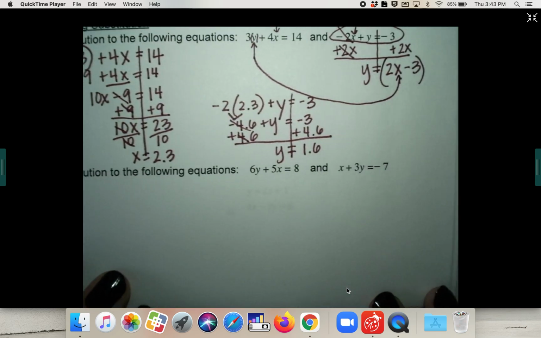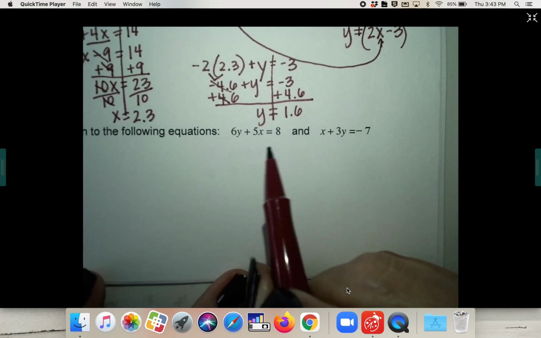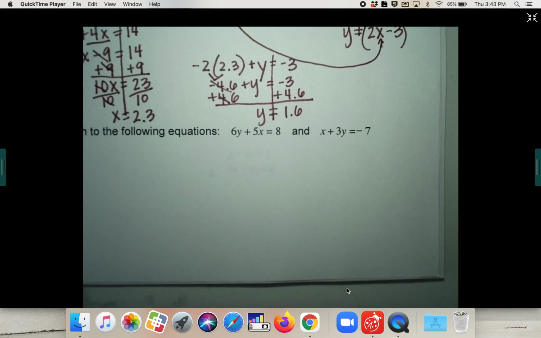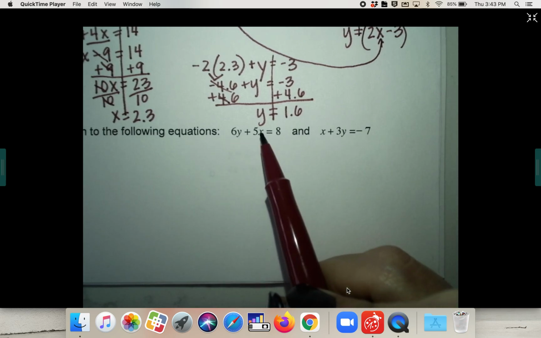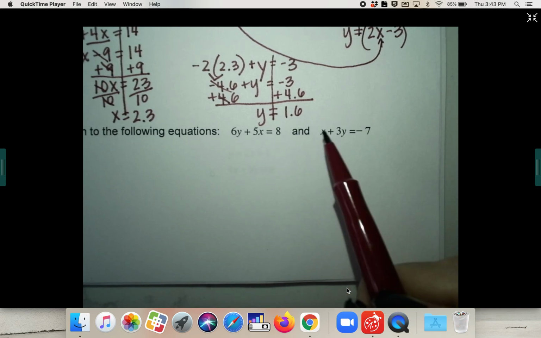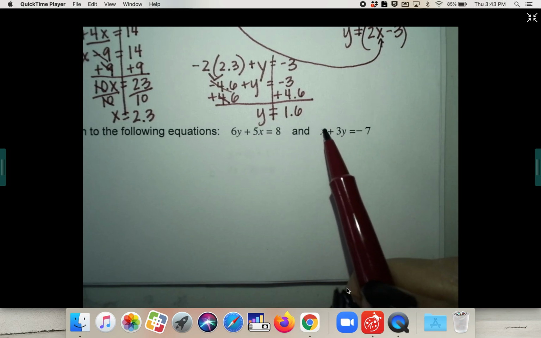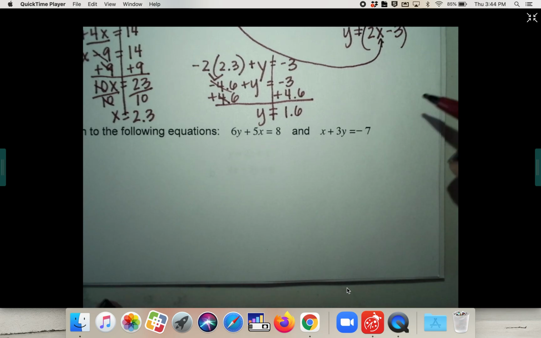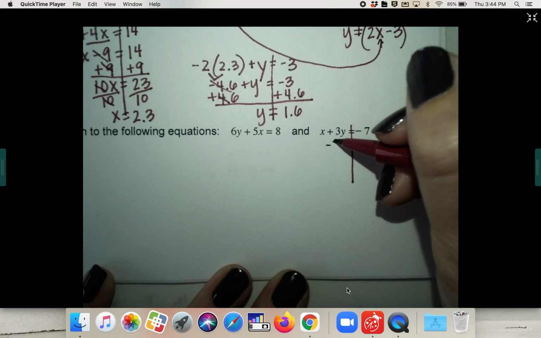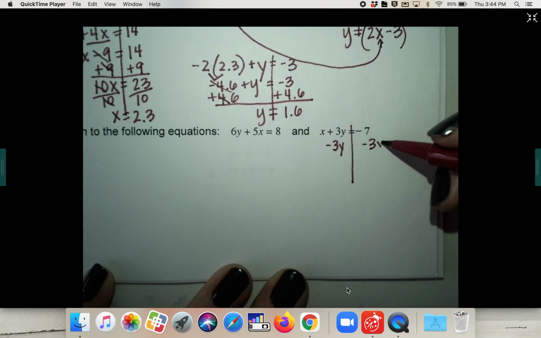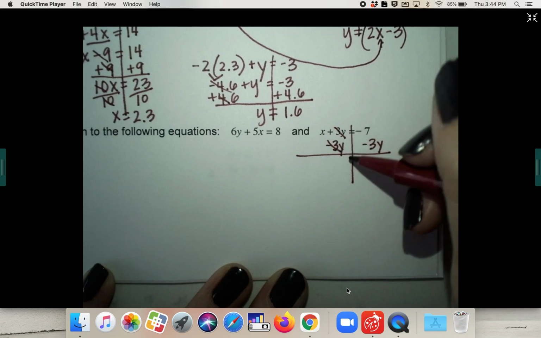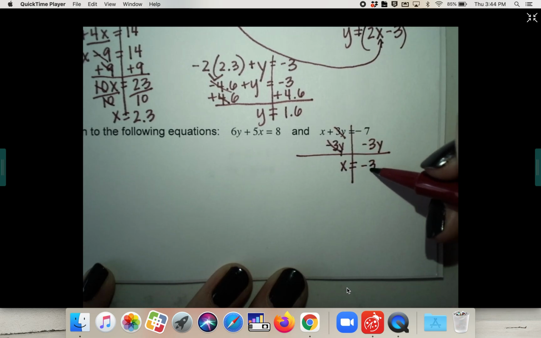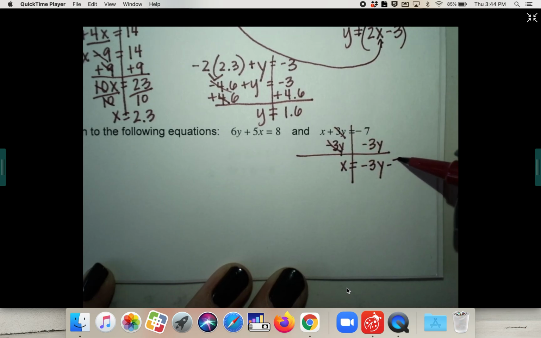Okay, let's try another one. So the whole goal is I'm looking to get either x or y by itself. This looks like a lot of work for either x or y. This one, though, I've almost got x completely by itself. All I would need to do would be to subtract 3y to the other side. So I'm going to rearrange this one. So let's subtract 3y. X equals -3y minus 7.